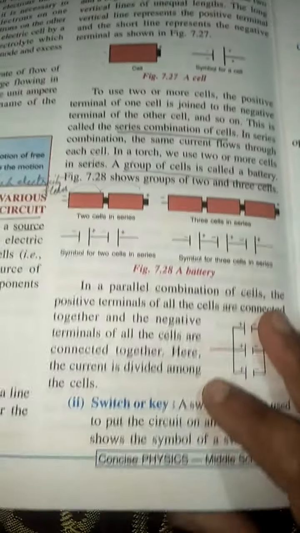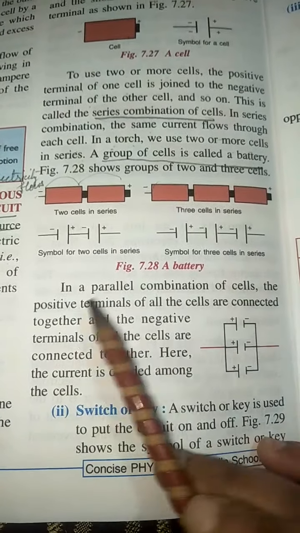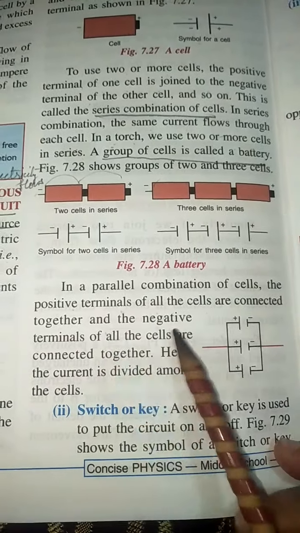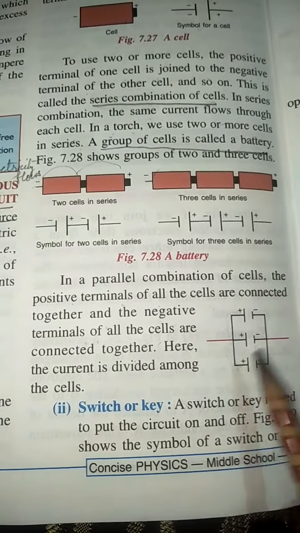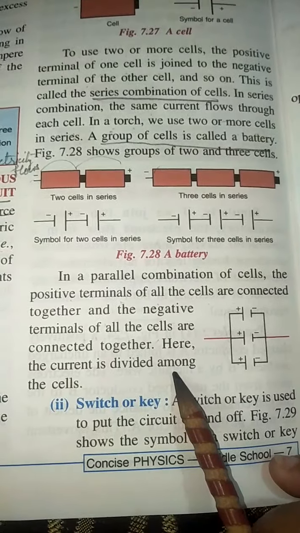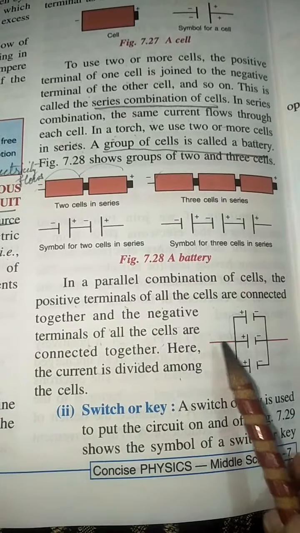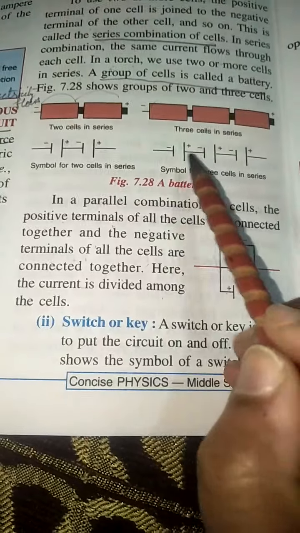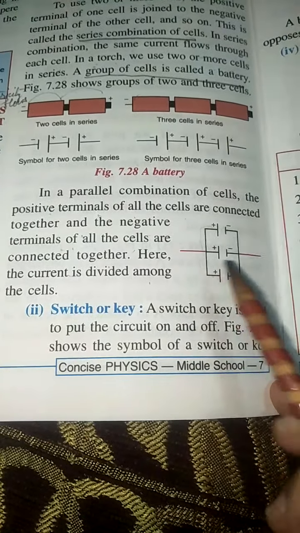Then comes your parallel combination. Children, in a parallel combination of cells, the positive terminals of all the cells are connected together and the negative terminals of all the cells are connected together. Here, the current is divided among the cells. The same current does not flow through every cell. Now this was the combination in series, and this is the combination in parallel.